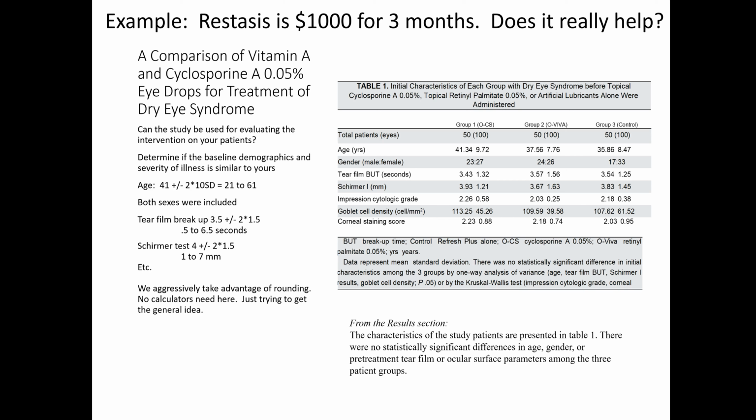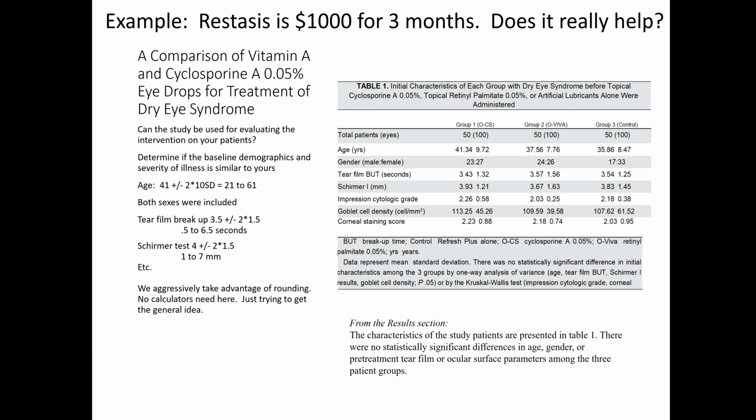They did a nice study in the sense that they randomly assigned the patients to the three groups. Now that was a good move.